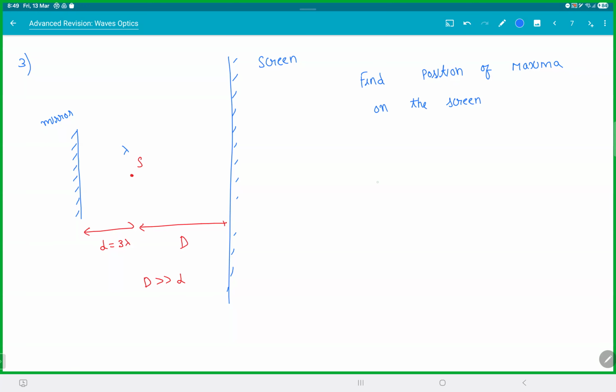Now in YDSE, the sources used to be like this: S1, S2, and this is the screen. This is different. Here S1, S2 are like this, and the screen is perpendicular. So this is a variation of that YDSE setup.